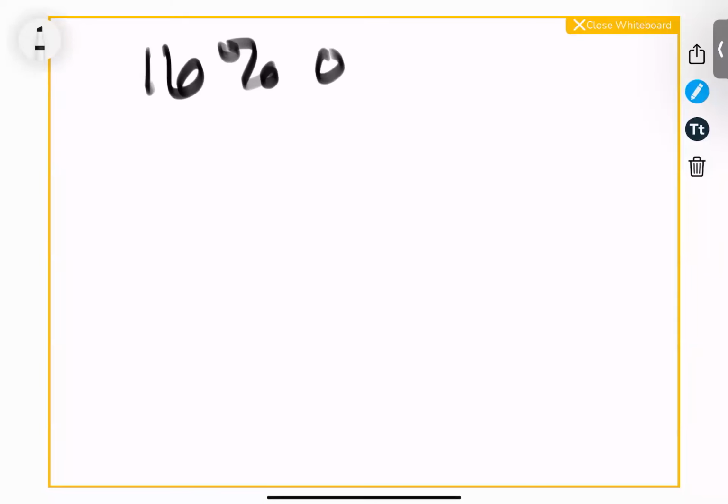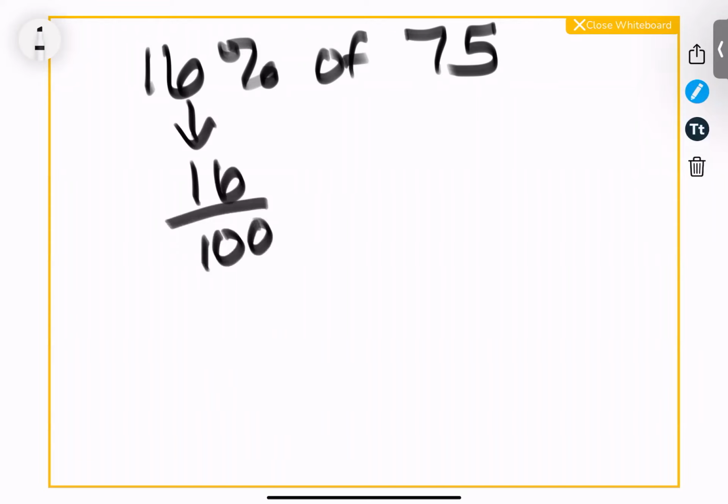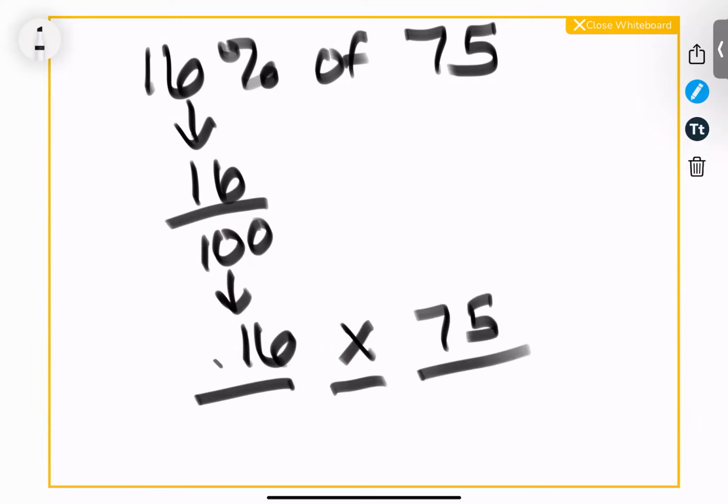16% of 75. 16% is a pretty small amount. So I don't expect to be getting 50 or 60 or a larger amount of that 75. 60%, or I'm sorry, 16%. 16 out of 100, 16 hundredths. Of means multiply, 75. My decimal times my number.